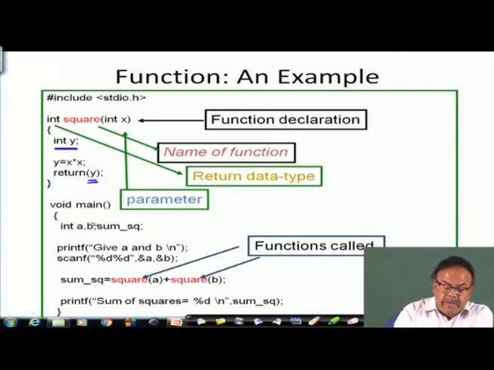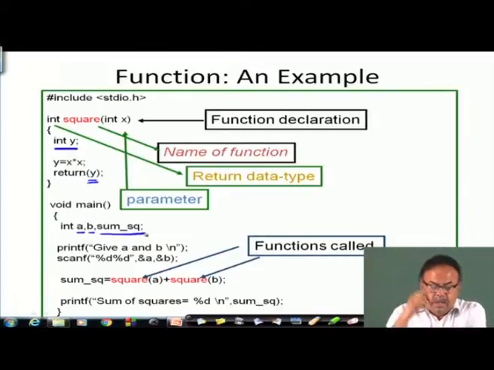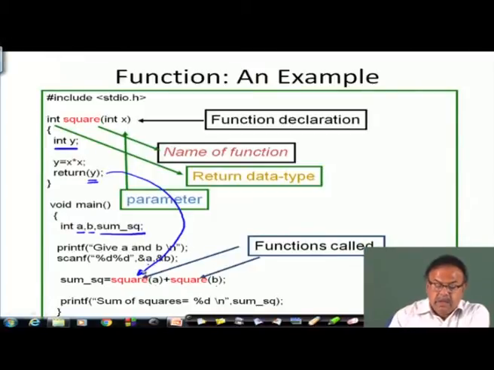Main has got some variables a, b, and sum of square is another variable. So, printf give a and b, I am reading a and b. Now, I am calling this function twice, first with a parameter a, next with a parameter b, and a and b are, in sequence, going to this argument x, and the square of a is computed. So, return y will return first here a square.